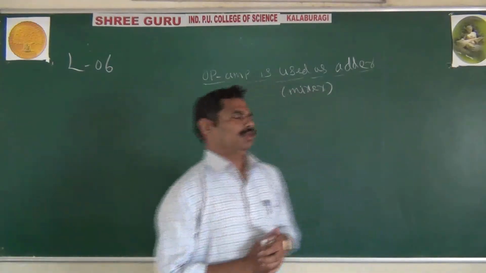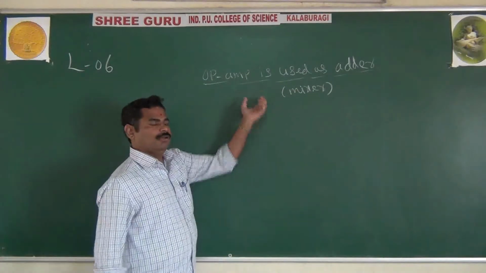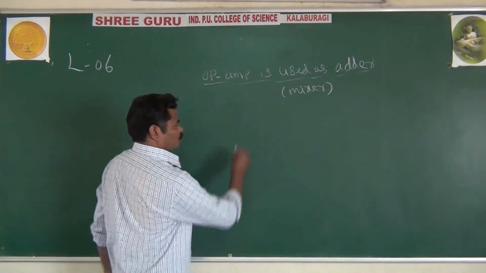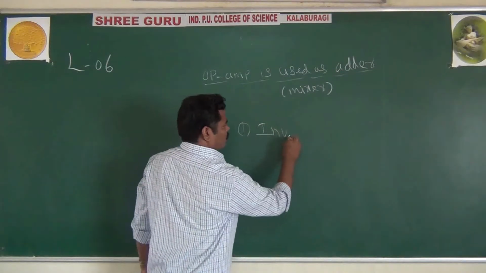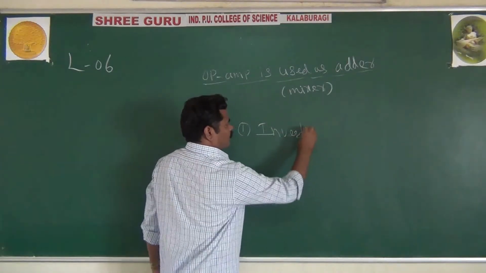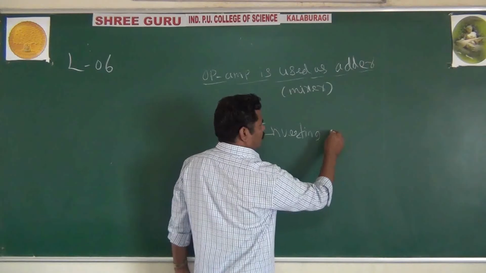Especially in the summing amplifier, we can consider two types. One is called the inverting adder.